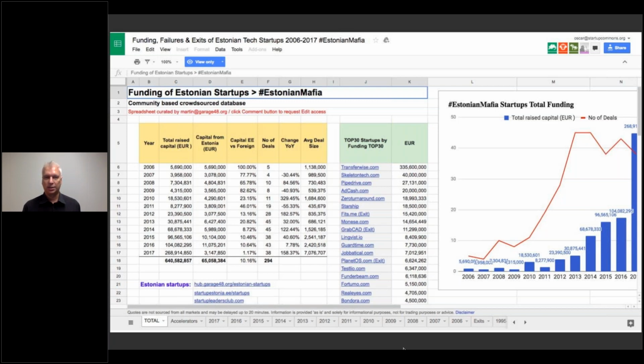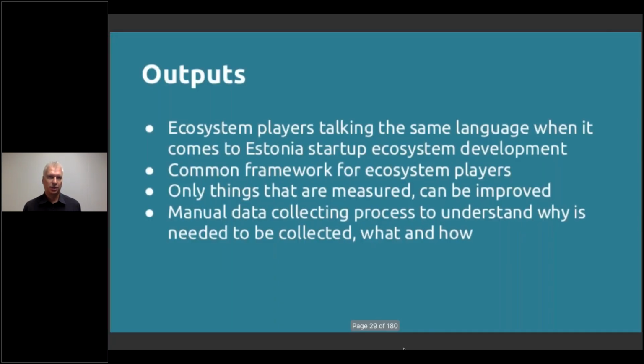But nevertheless, the key is the data itself. You can see there the different tabs per year. And of course, this is very laborious, but even with that type of manual approach, it's extremely successful and powerful, and has been for Estonia. So anyway, the outputs have been the ecosystem players talking the same language when it comes to Estonia startup ecosystem development, a common framework for ecosystem players, and things that are measured get improved.